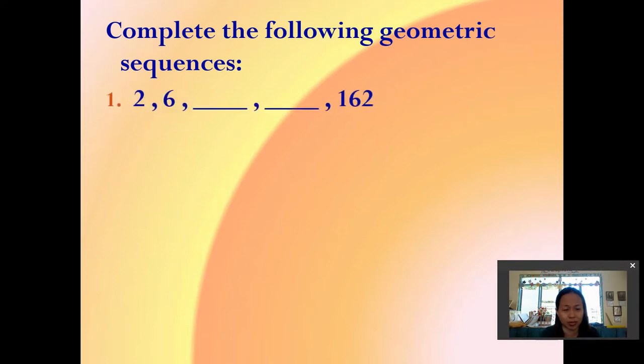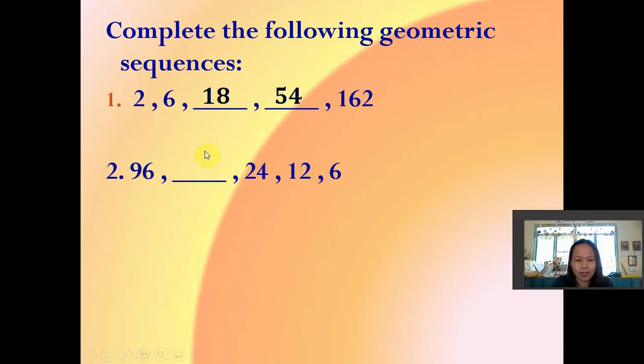Okay, let's try this. We have 2, 6, two missing terms, and 162. First, determine the common ratio, and that is 3. How did we get 3? That is simply dividing 6 by 2, so that is 3. Therefore, our common ratio here is 3. So we multiply 2 by 3, so we have 6. Multiply 6 by 3, you get 18. And 18 times 3, we will have 54. And 54 times 3 is 162. Therefore, the missing terms of this geometric sequence are 18 and 54.